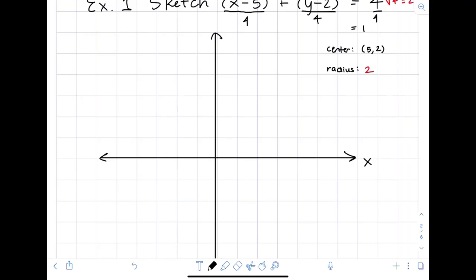So counting in the x direction, 1, 2, 3, 4, 5, and then up 2. Here's my center for the circle, and my radius is 2, so I'll go 2 in all 4 directions. There we go. Now the points that I'm bolding right now are the points that are actually on the circle.